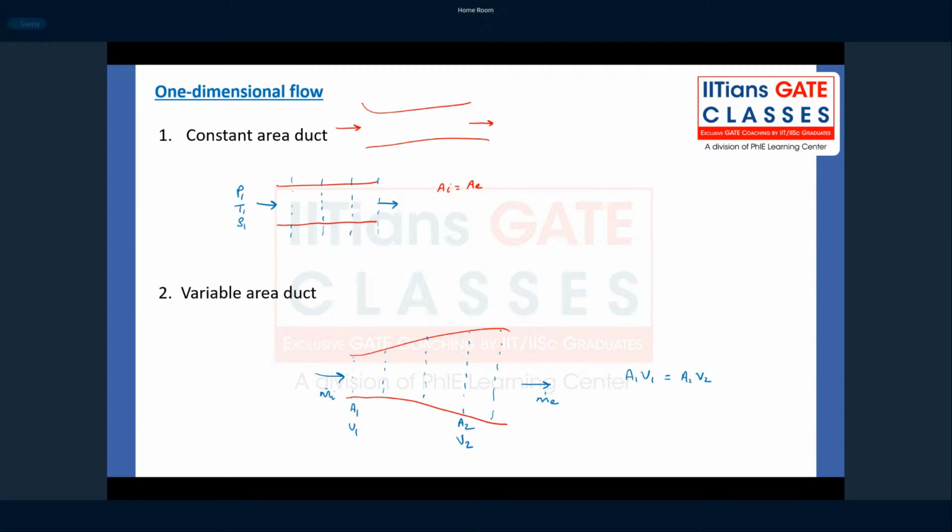So, is this correct? Is this the correct form of the continuity equation that I have written over here? All of you agree? Or is anything missing?